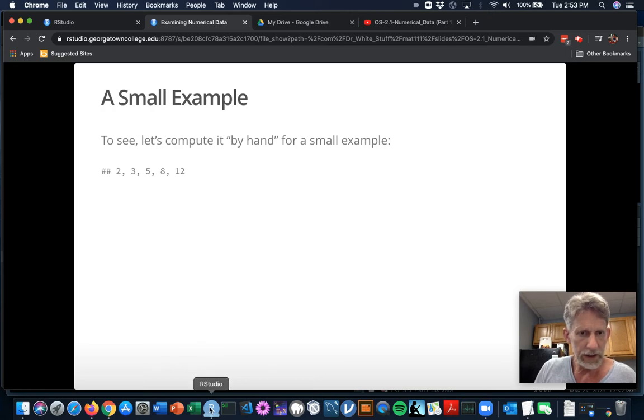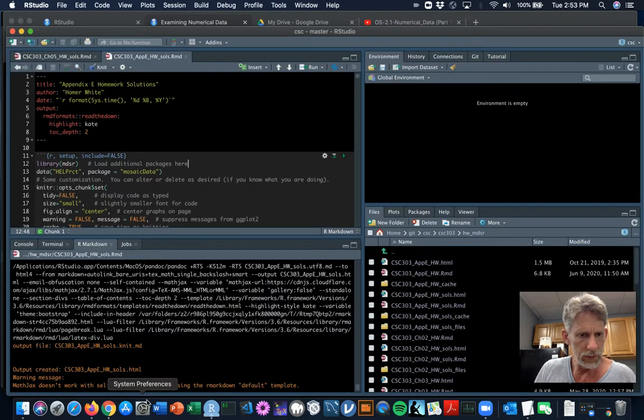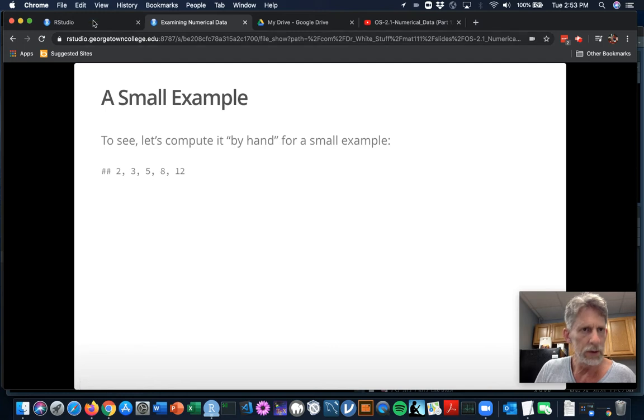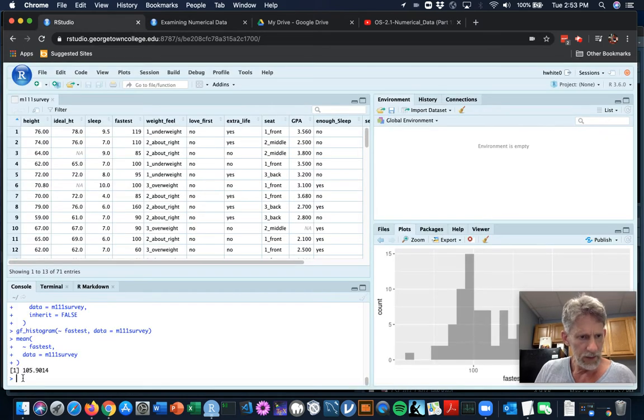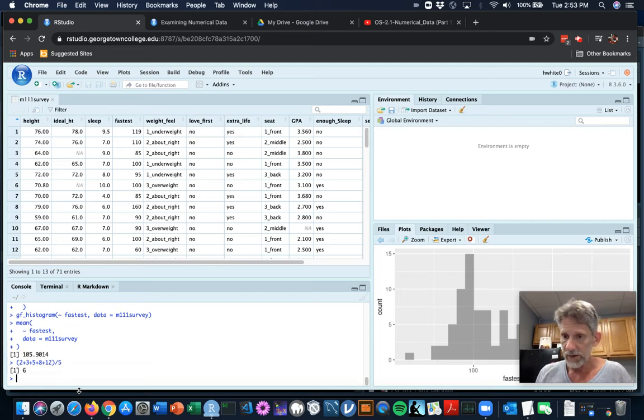2, 3, 5, 8, and 12. All right, I want to show you this in RStudio. So I'm going to get the mean of that. So I guess I'll do 2 plus 3 plus 5 plus 8 plus 12, close parentheses, divide by the 5, the number of items that there are there. And I get 6. Yeah, because the top added to 30 and then divide by 5, you get 6.